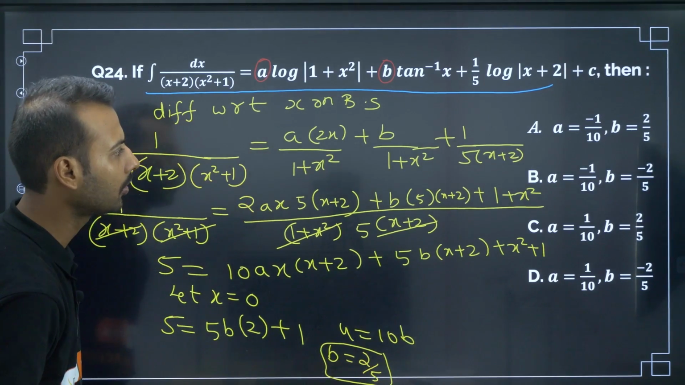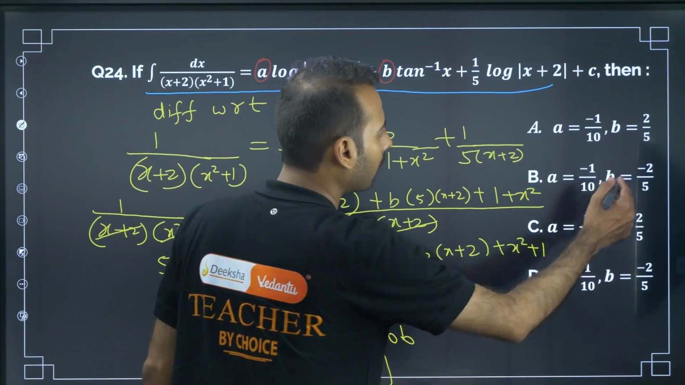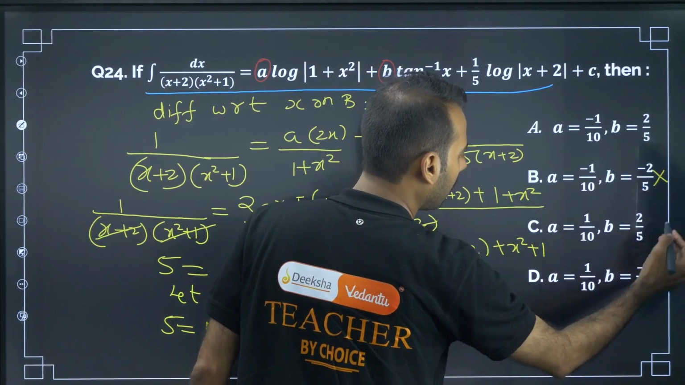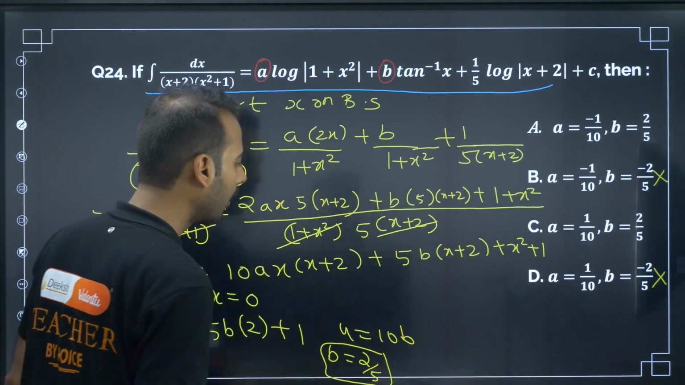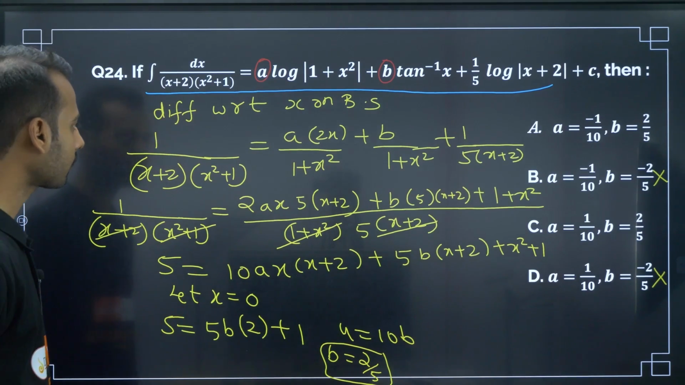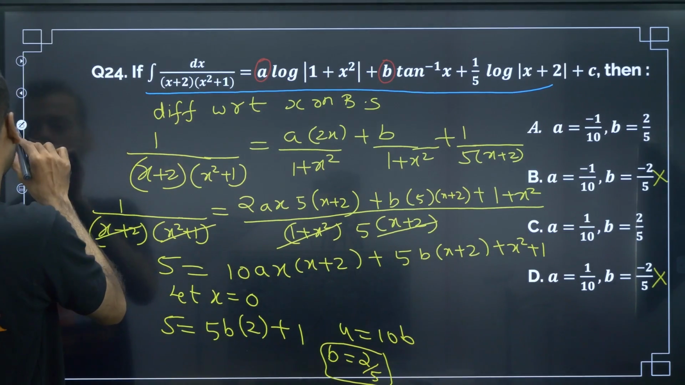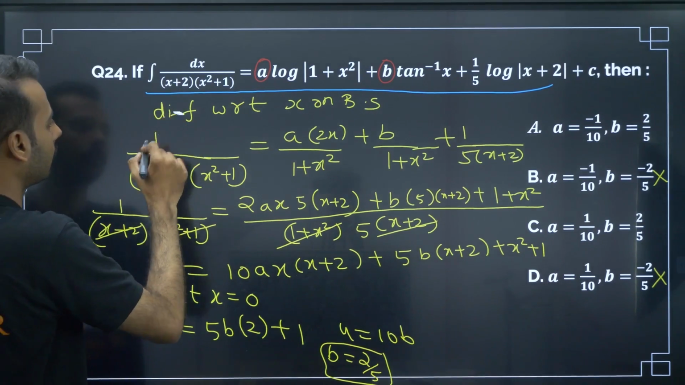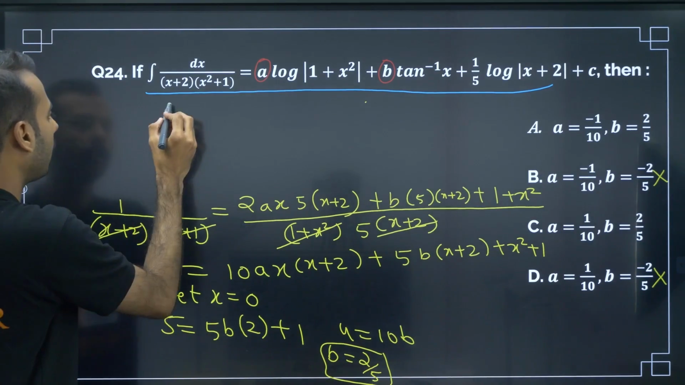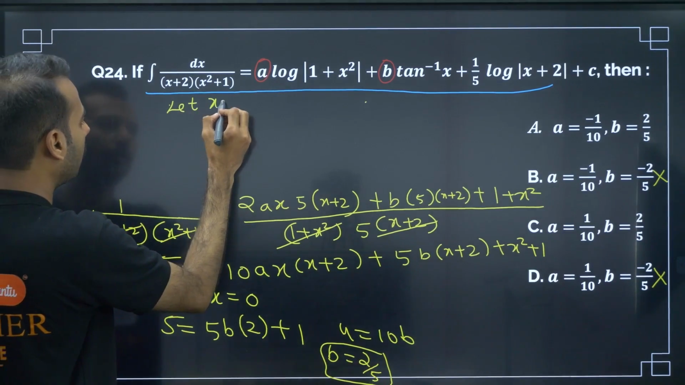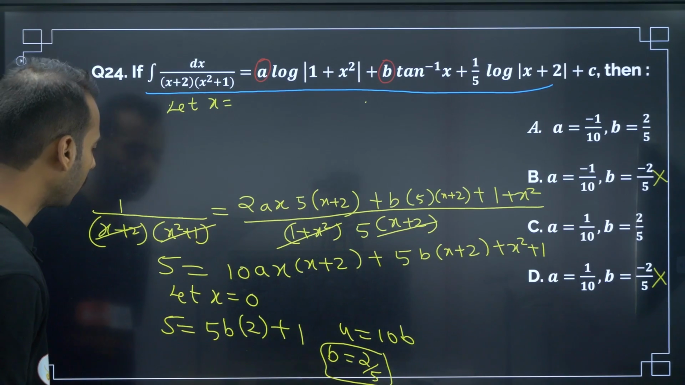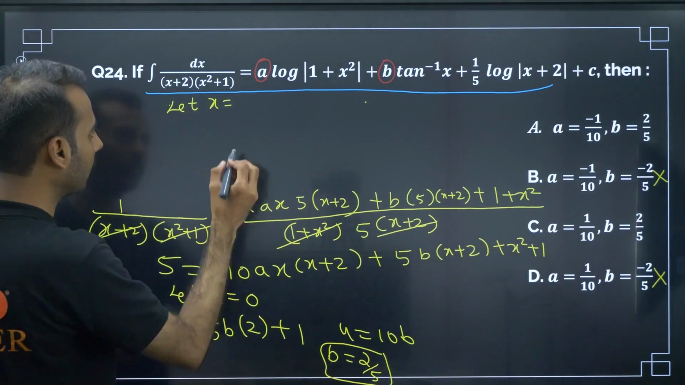b is equal to 2 by 5. Is there any option b is equal to 2 by 5? Yes, we are having two options, b is equal to 2 by 5. This is eliminated, this is eliminated. Now to find a, let me erase this. To find a, let me take some value, say x is equal to 1.